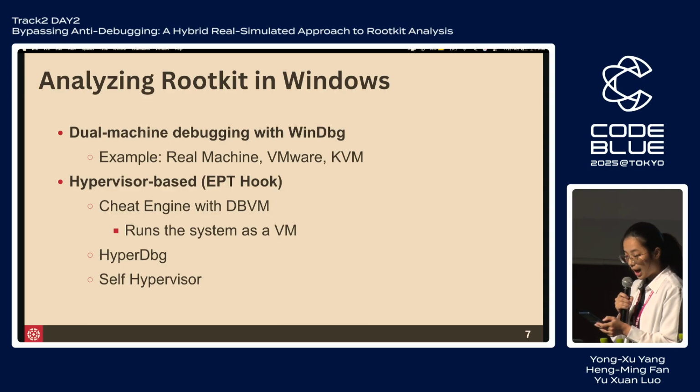There are also other hypervisor-based dynamic analysis techniques. Cheat Engine's function, DBVM, can do dynamic analysis of rootkits. HyperDbg can do dynamic analysis of rootkits too. Or even, one can create his or her own hypervisor. And these three techniques are all based on EPT hook in Intel CPUs.